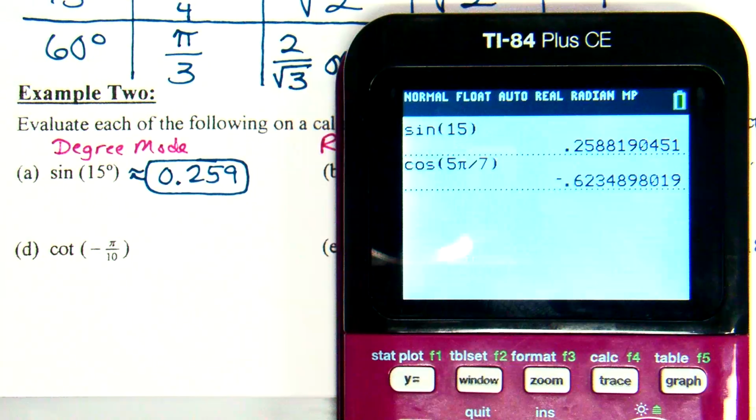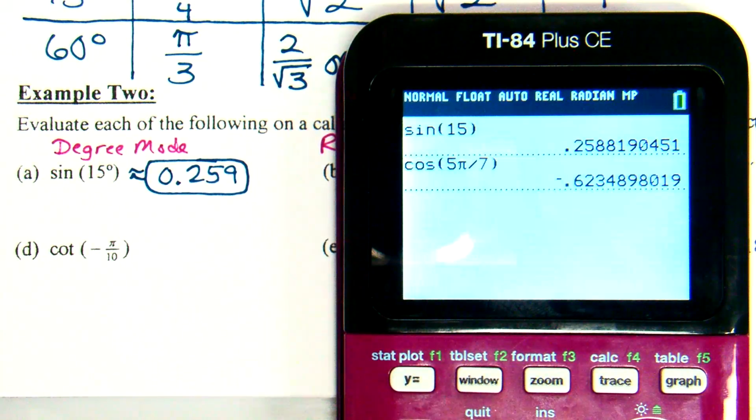So I just used the division bar. Negative 0.62348988019. Did you figure it out? If not, let me offer calculator help if you're not getting these answers, because this is just the start of a chapter of going back and forth in your modes.